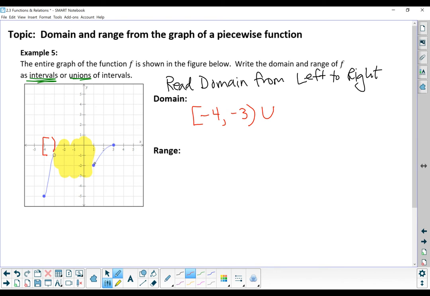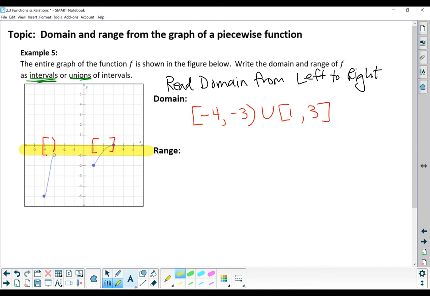For the next start value, I guess, it's going to be a 1, and that's with a bracket because of the closed circle. And it goes over to 3. So we read it from left to right. We had a gap in the middle, and we really thought about brackets and parentheses for our domain, and we were focused on these numbers.